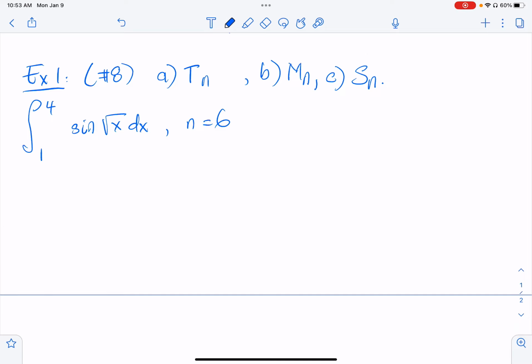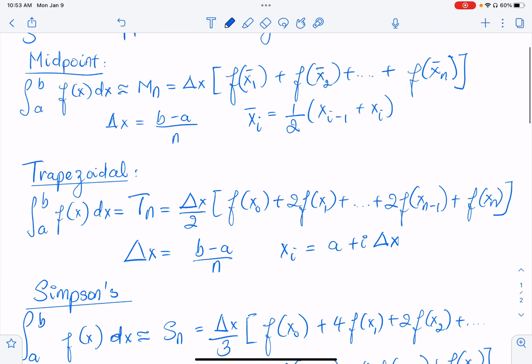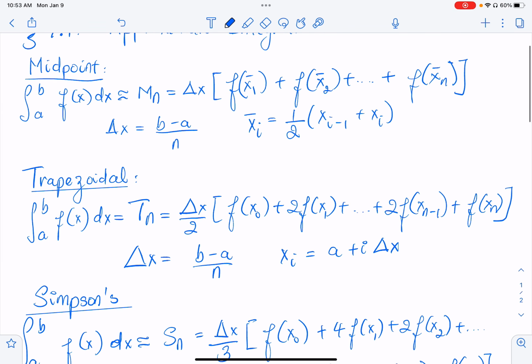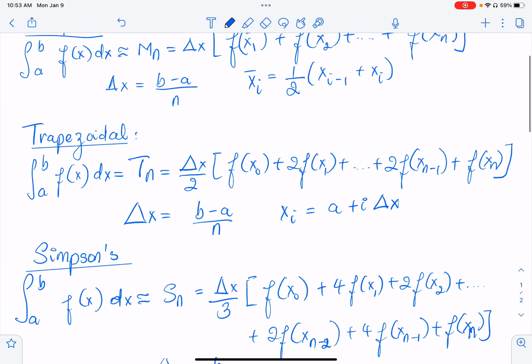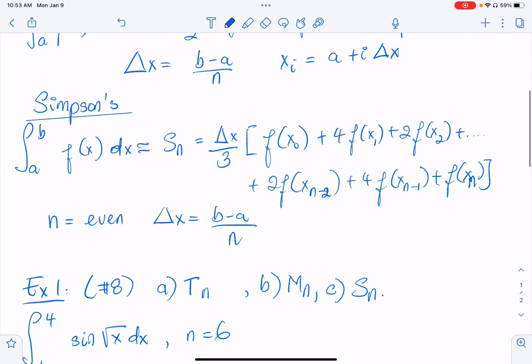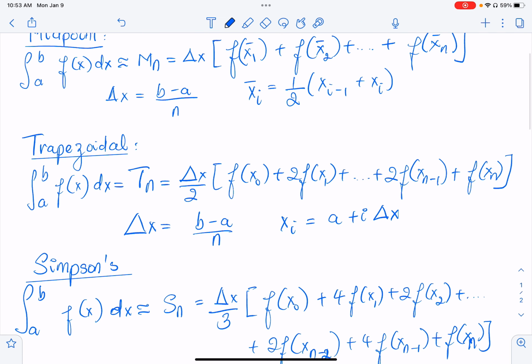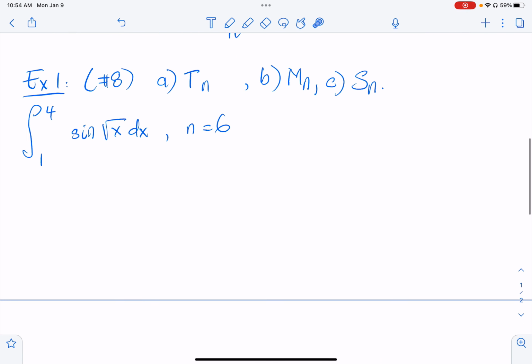This section is quite easy because all you have to do is use the formula that's given to you. So the first one we want to use is trapezoidal, which is this one right here. And then notice that delta x is b minus a divided by n. You see for trapezoidal, we have the 2 here, 2 for all of these terms, except for the first one and the last one. So let's begin.